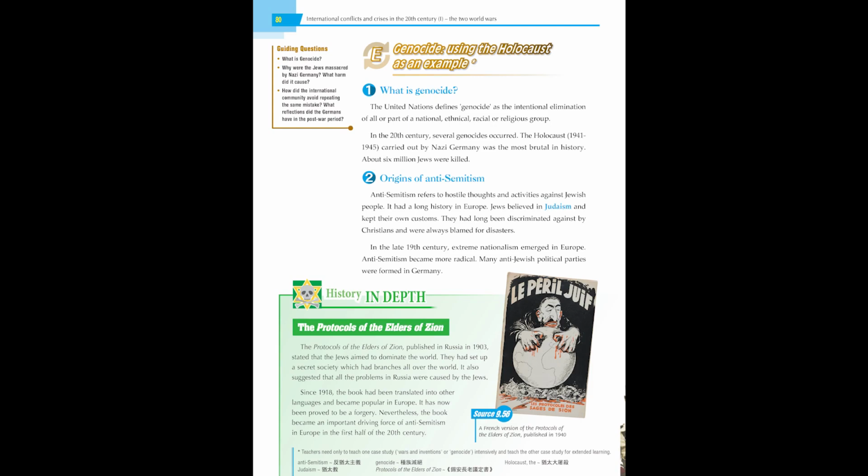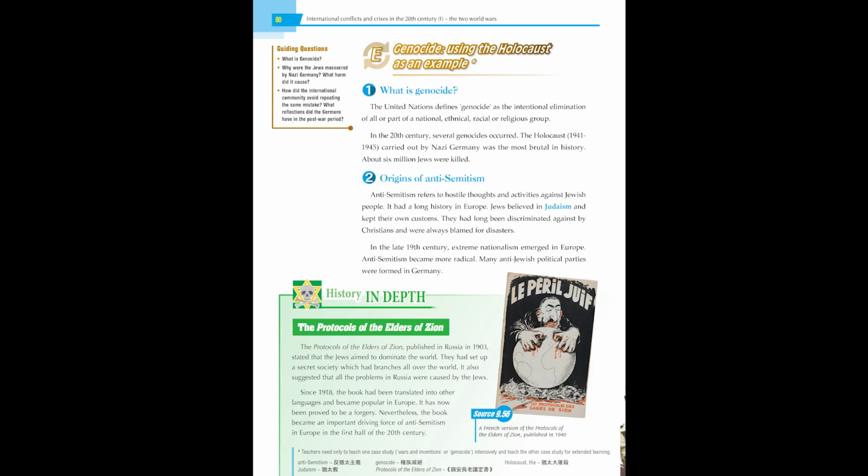2. Origins of anti-Semitism. Anti-Semitism refers to hostile thoughts and activities against Jewish people. It had a long history in Europe. Jews believed in Judaism and kept their own customs. They had long been discriminated against by Christians and were always blamed for disasters. In the late 19th century, extreme nationalism emerged in Europe. Anti-Semitism became more radical. Many anti-Jewish political parties were formed in Germany.